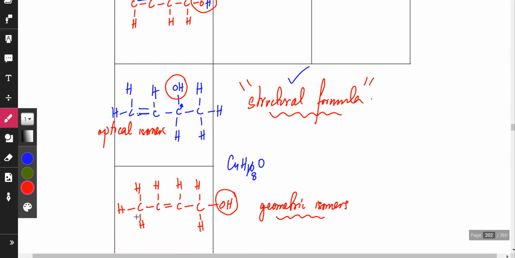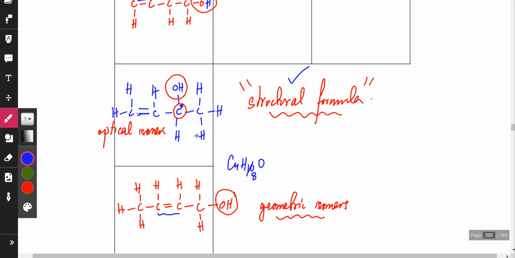The reason it's going to form optical isomers is that there is a chiral carbon atom, a carbon atom that's bonded to four different groups. So this one is the optical isomer. This is the one where you get geometric, or cis-trans, isomers around the double bond over here. It's definitely going to ask about that.